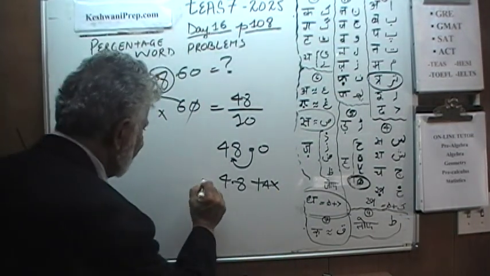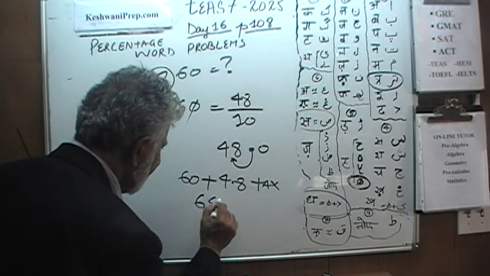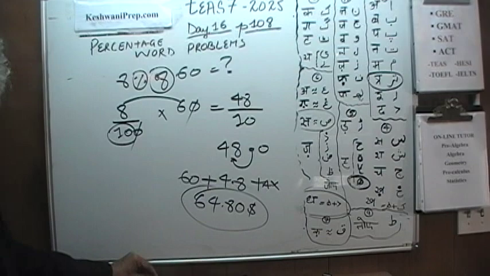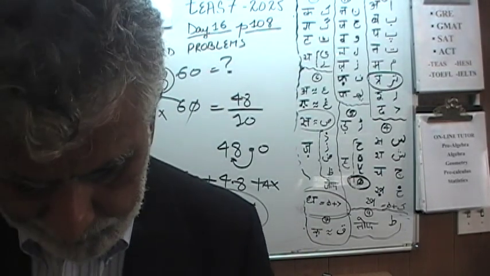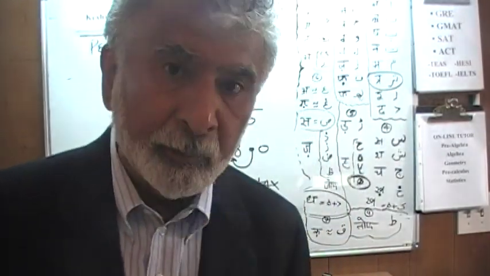And the grocery itself was $60. So there you have it. We're going to pay $64.80 at the checkout counter. So those were the percentage word problems that you find on pages 107 and 108.